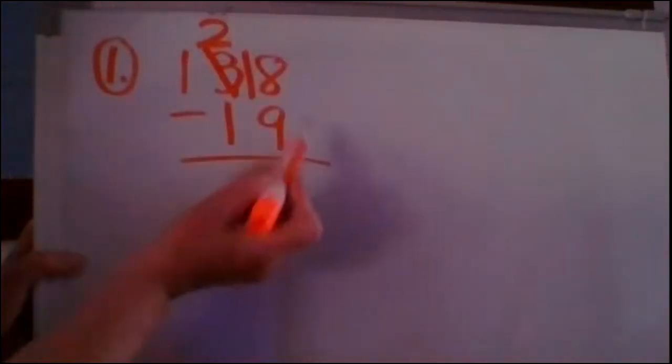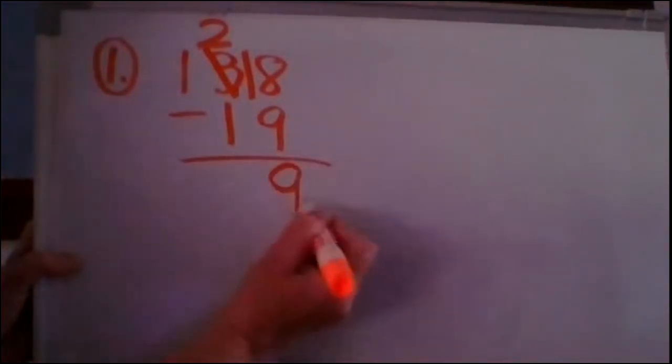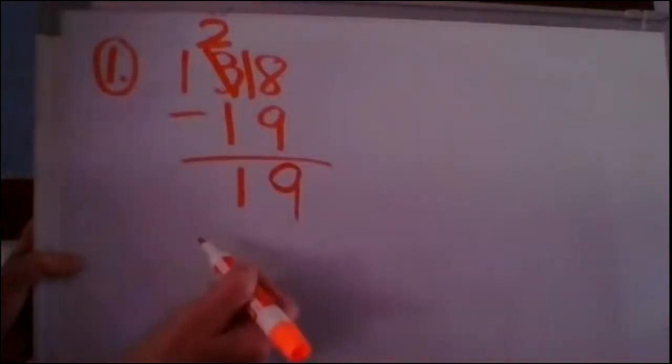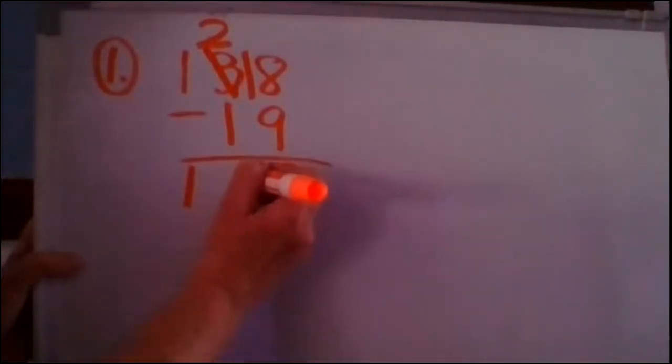So we take the 10 ones over, we have 18, and now in the tens, the 3 goes down to 2. We only have 2 tens now. 18 take away 9. That's right, it is 9. 2 take away 1 equals 1, and 1 take away 0 equals 0.